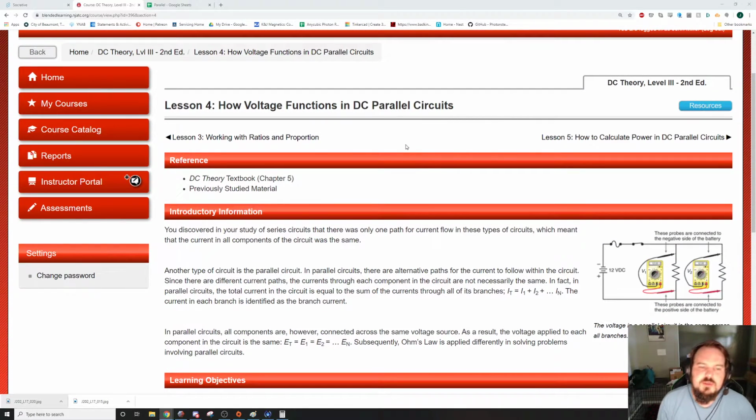Alright, we are to lesson 4, almost there. How voltage functions in DC parallel circuits. Long story short, voltage stays the same in parallel. So whenever you go to your chart, whenever you find voltage in a parallel circuit, that's all of the voltages.